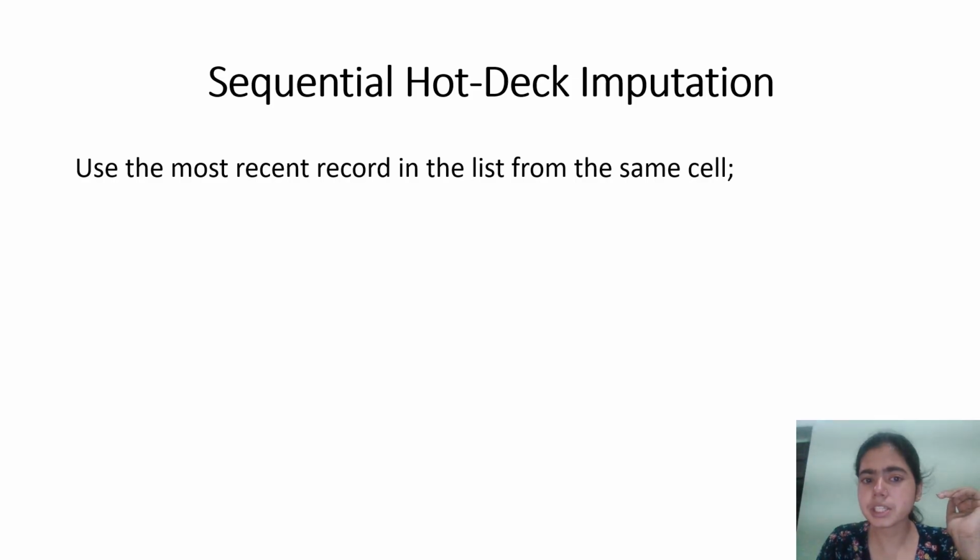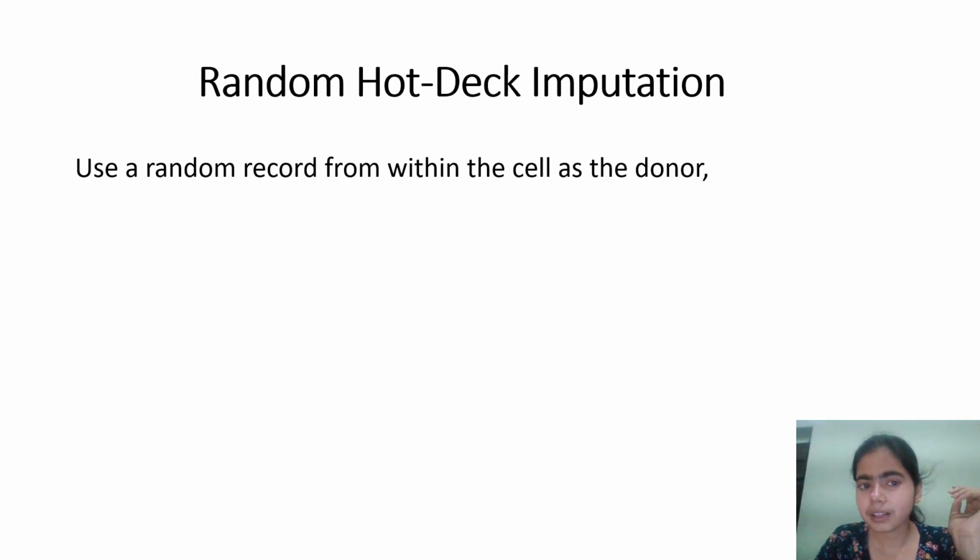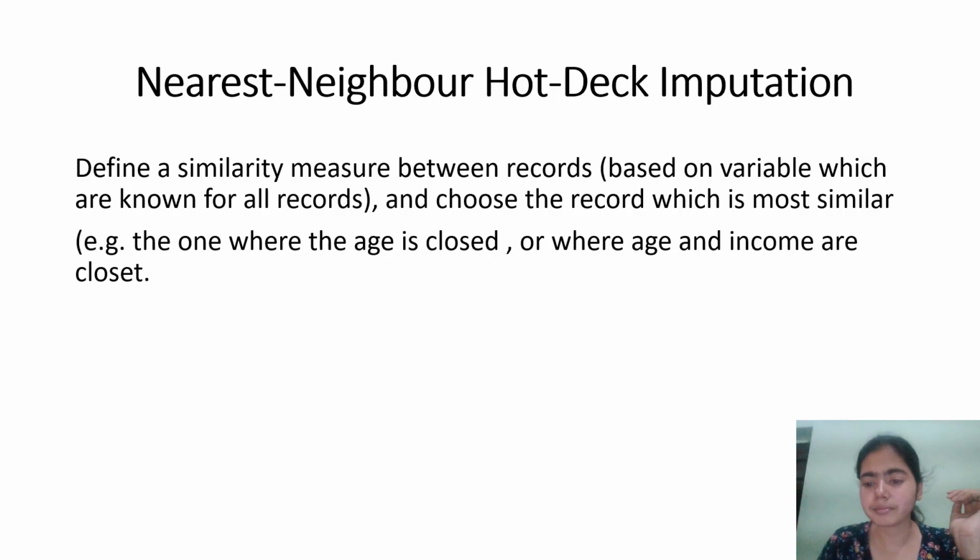Sequential hot deck imputation uses the most recent record in the list from the same cell. Random hot deck imputation uses a random record.